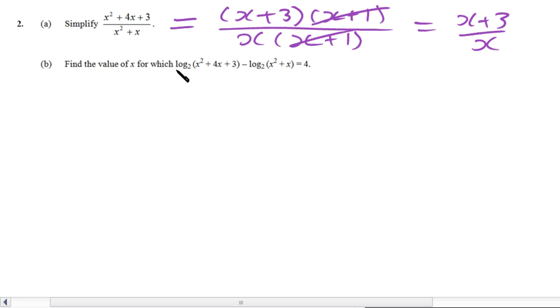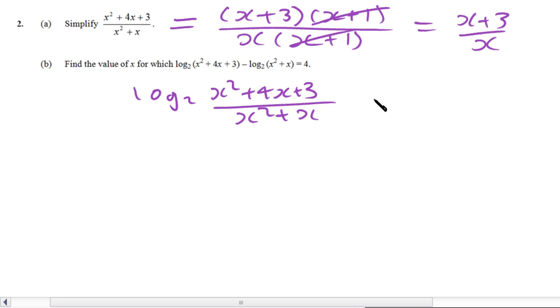Second part of the question, we've got log 2 of all of that minus log 2 of all of that equals 4. When we subtract logs, we can divide these two things. So we get log to the base 2 of x squared plus 4x plus 3 all over x squared plus x. And that must equal 4.